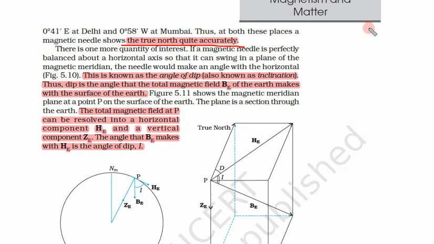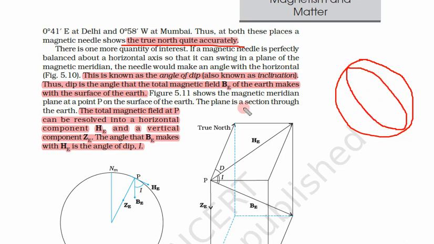So what would happen in this case? This is the earth, and we have seen this one is the geographic meridian, this is the magnetic meridian. Let me draw this magnetic meridian. Now this is also the direction of the magnetic needle that we have seen.